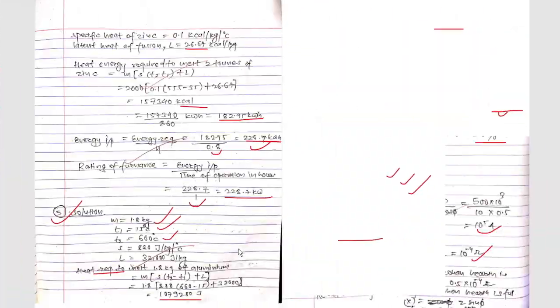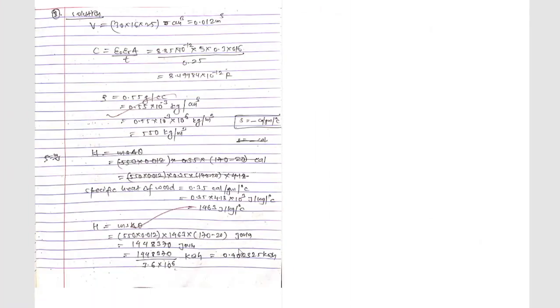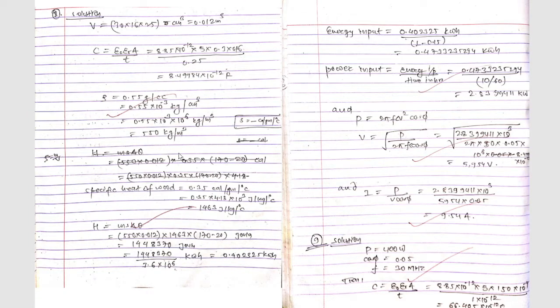So here, starting with the solution. In question number 8, in order to calculate the volume we have V equal to 30 into 16 into 25, since a wooden board of 30 cm into 16 cm into 25 cm is given. So the volume will be 30 into 16 into 25 cm³, so it will be 0.012 m³.